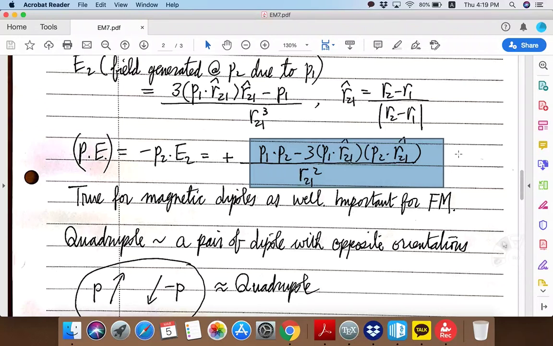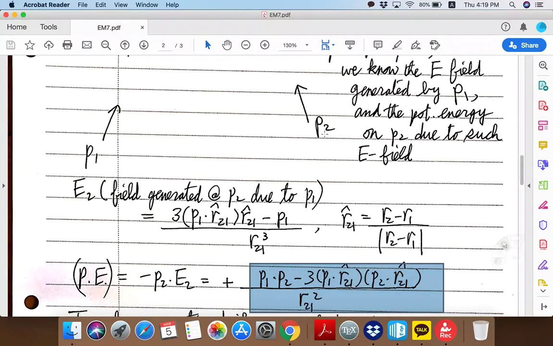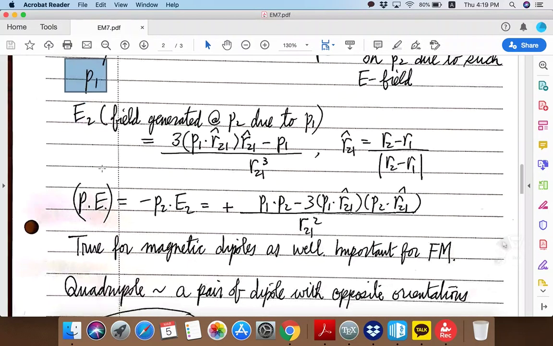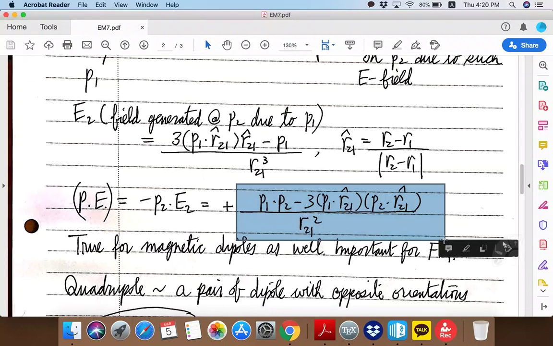And you can see that this is symmetric under the interchange of the two labels. If you switch 1 and 2, you still get the same expression. What that means is that if you were to start off in the opposite manner, first considering the electric field generated by the second dipole at the location of the first dipole, and then proceeding to consider the potential energy due to the electric field on the first dipole, you would still get exactly the same expression that we got through the opposite way of deduction. That explains the symmetry of this expression under the interchange of P1 and P2.